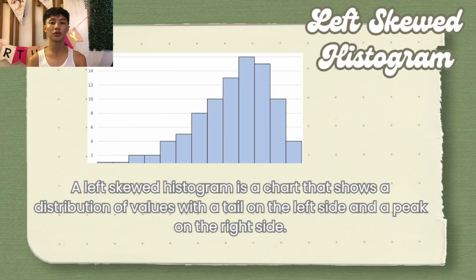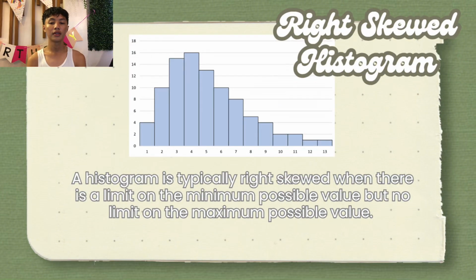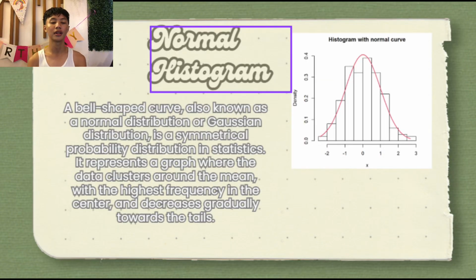First of all, we got the left-skewed histogram. A left-skewed histogram is a chart that shows a distribution of values with a tail on the left side and a peak on the right side. Next, we got the right-skewed histogram. A histogram is typically right-skewed when there is a limit on the minimum possible value, but no limit on the maximum possible value.